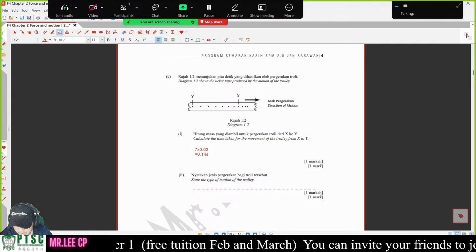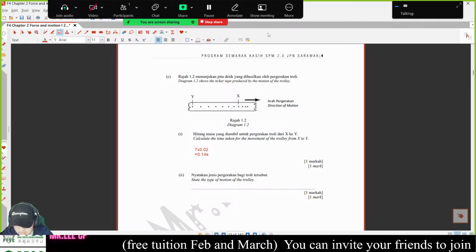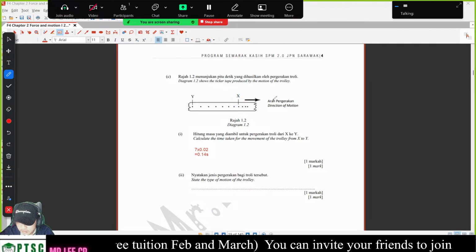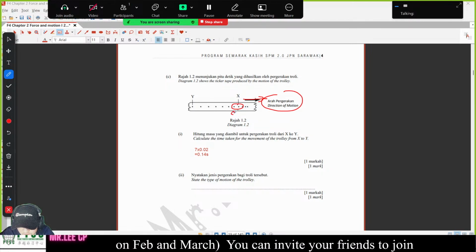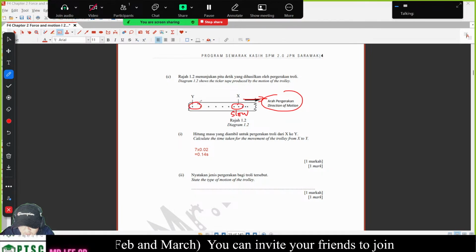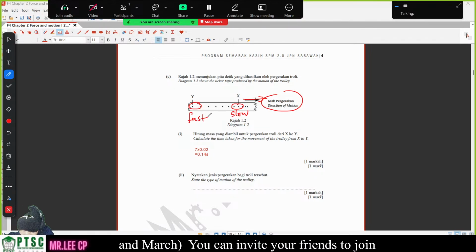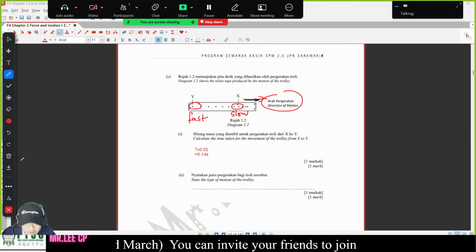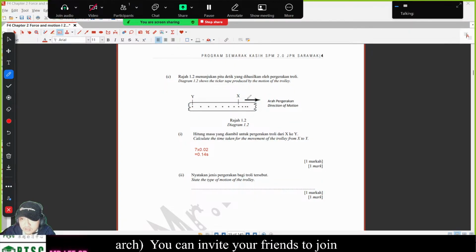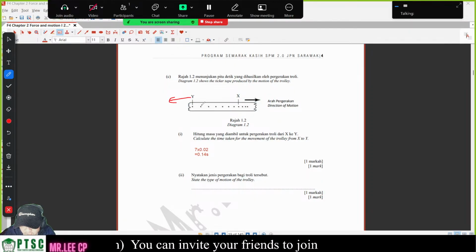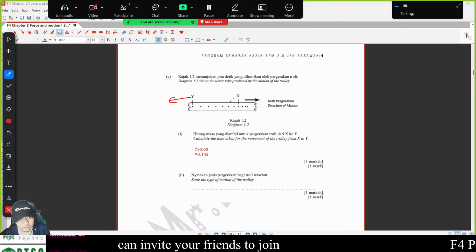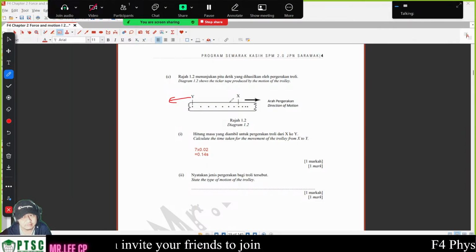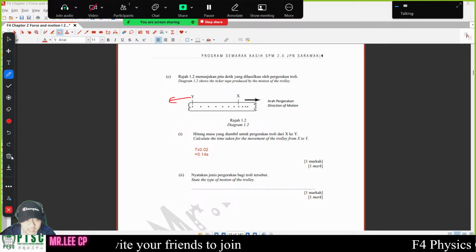Okay. Name the motion of the trolley. The direction of the motion is here. You move from here. Here it is short, slow. Here it is fast. So this one is called acceleration. If you move from here, then fast becomes slow. Fast becomes slow is deceleration. So this one is called acceleration.